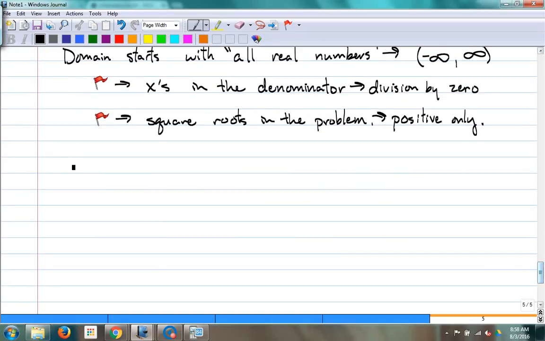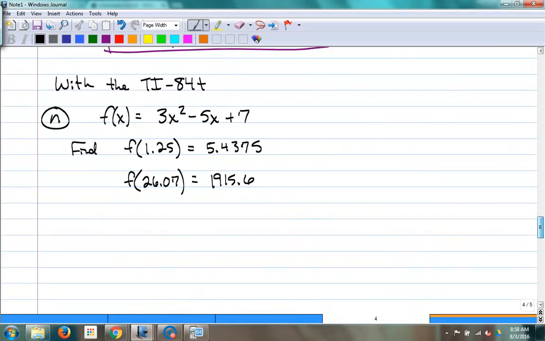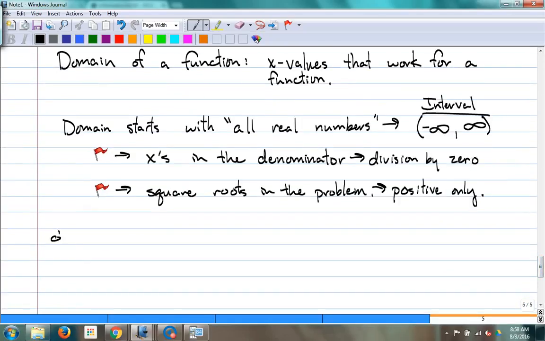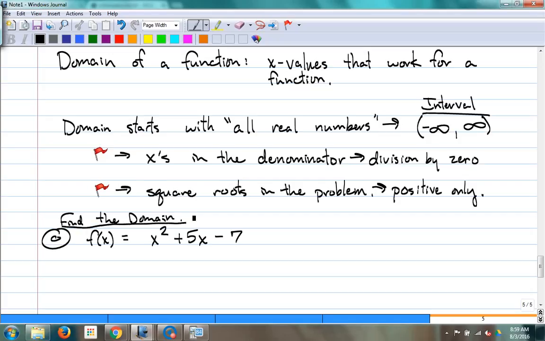Okay, so let's look at an example here. I don't know what letter we're on. O. The donut example. Say we have a function, f of x is x squared plus 5x minus 7. If I'm looking at that and I want to find the domain, find the domain, okay? If this is our function, does it have a red flag?